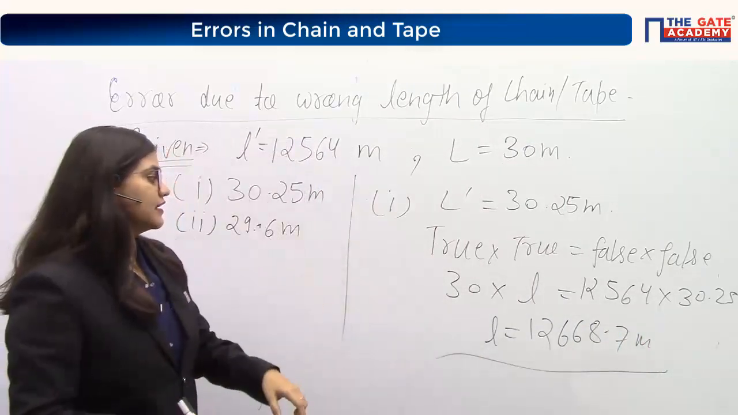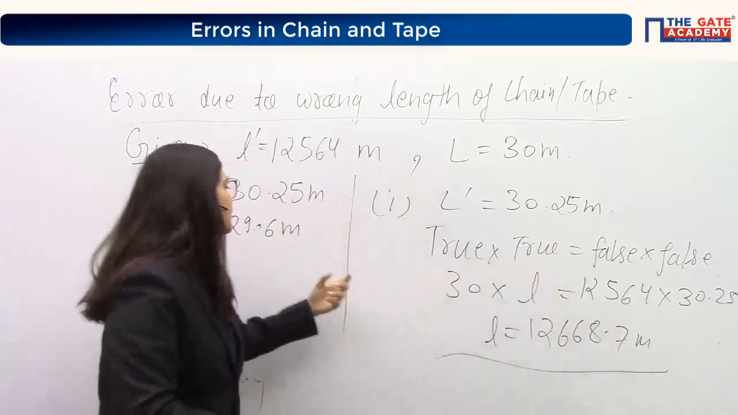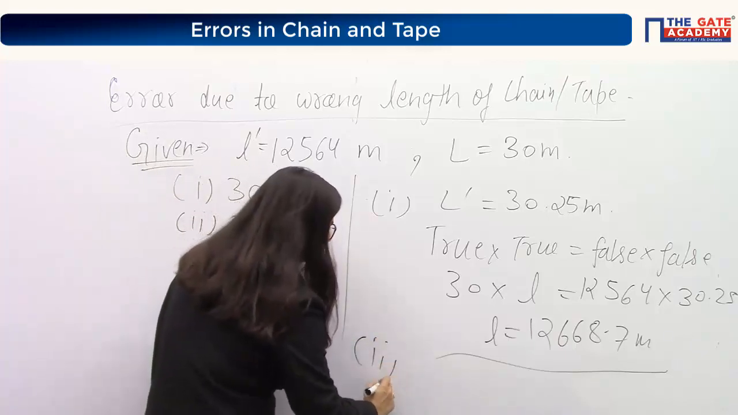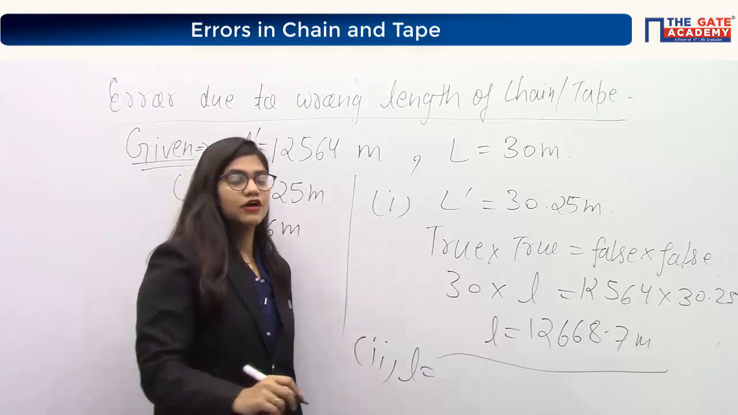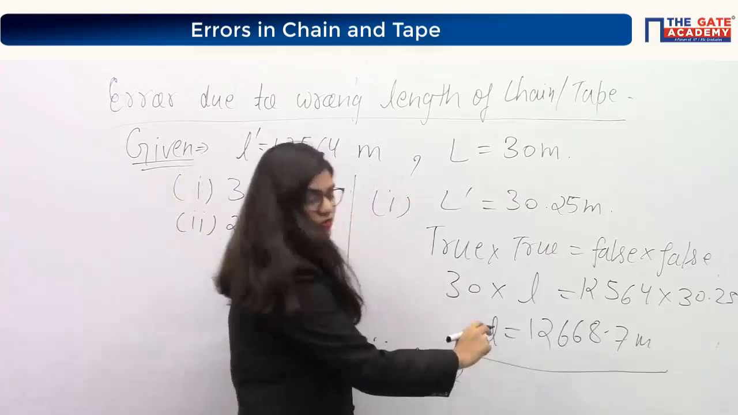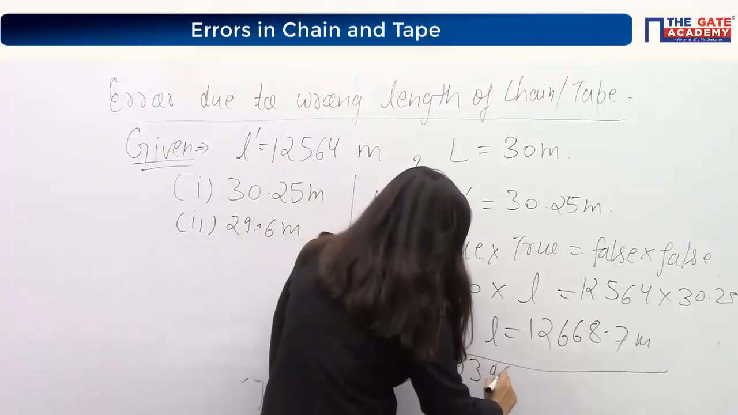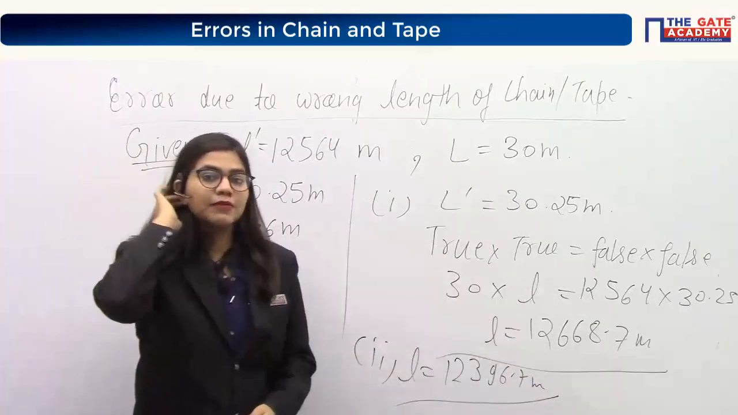And the second case, same. Instead of 30.25, just write 29.6 and you will get the answer as, what's the answer? 396.7 meter. Okay, so you got to know about the error.